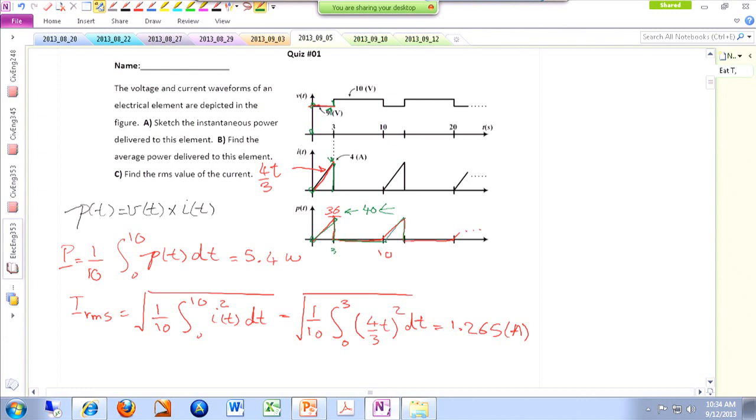I had a few answers that the instantaneous value of the power in the first segment was different than the instantaneous value of the second segment, even though everything is very periodic. So that was 40 instead of 36, a common mistake. The other one was the average power delivered to this element. All I ask you to do is take the average value of the signal over this period.